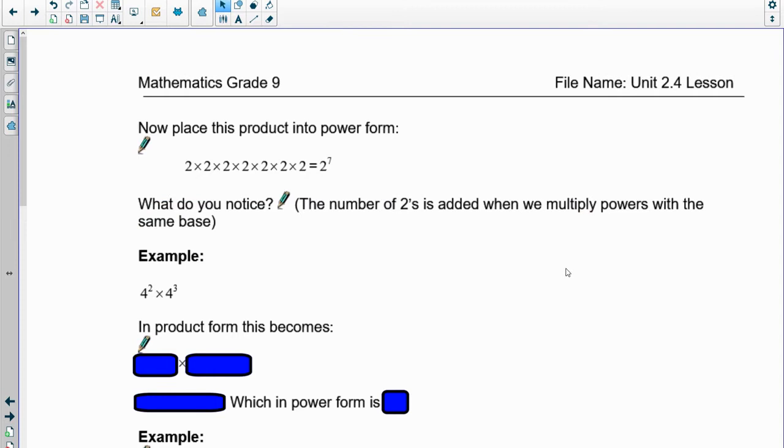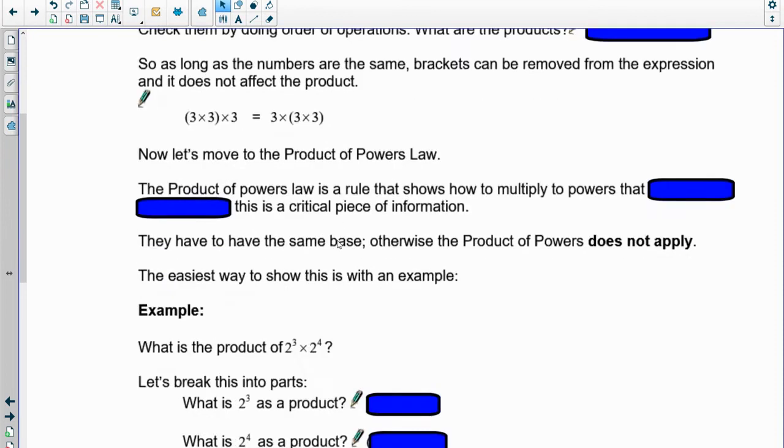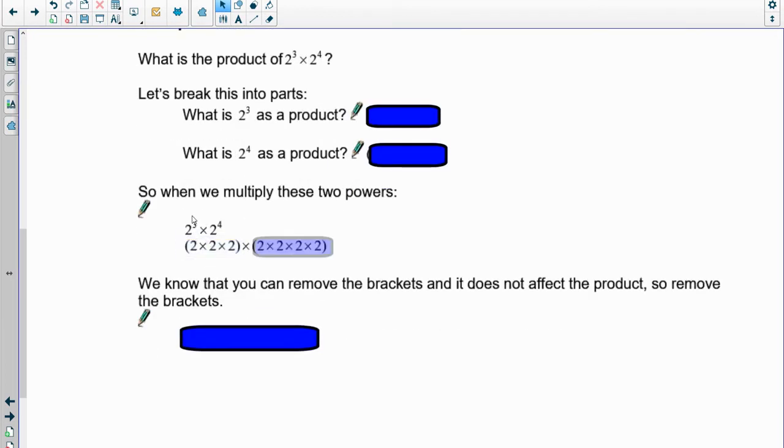So you should notice something here. The fact is that the number of 2's was just counted up and added together. When you talk about the exponent, the exponents were just added together when you multiplied the powers with the same base. All right, so if you go back here and take a look down here, you'll notice that 2 to the 3 times 2 to the 4 was 3 plus 4, which got us 7 2's.